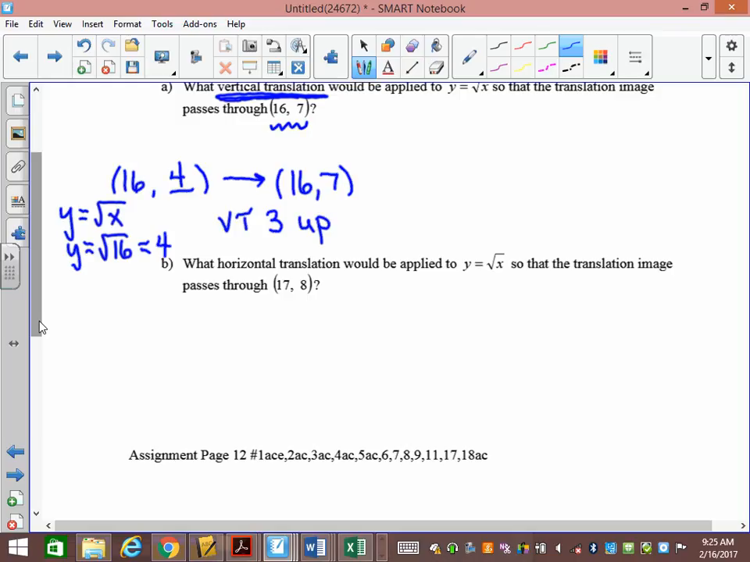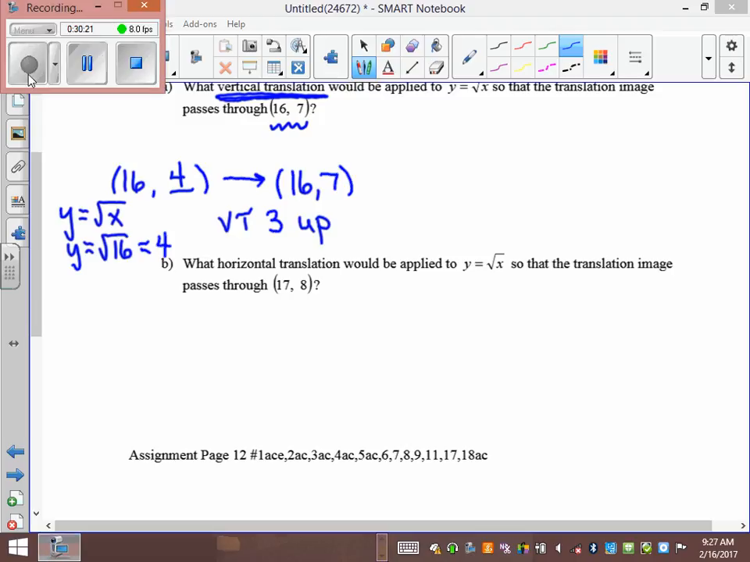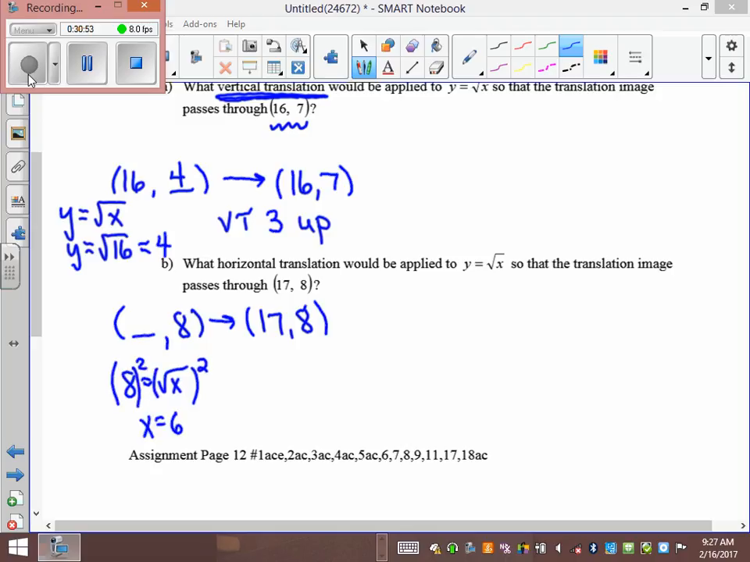Try B. This is horizontal this time. So we have a horizontal translation happening. So what doesn't change? The vertical. So we have an x we don't know, and it becomes 17, 8, because our y stays the same. How could we find our x if we know our y is 8? Plug it in, right? So we'd get 8 equals square root x. Square it, and x equals 64.